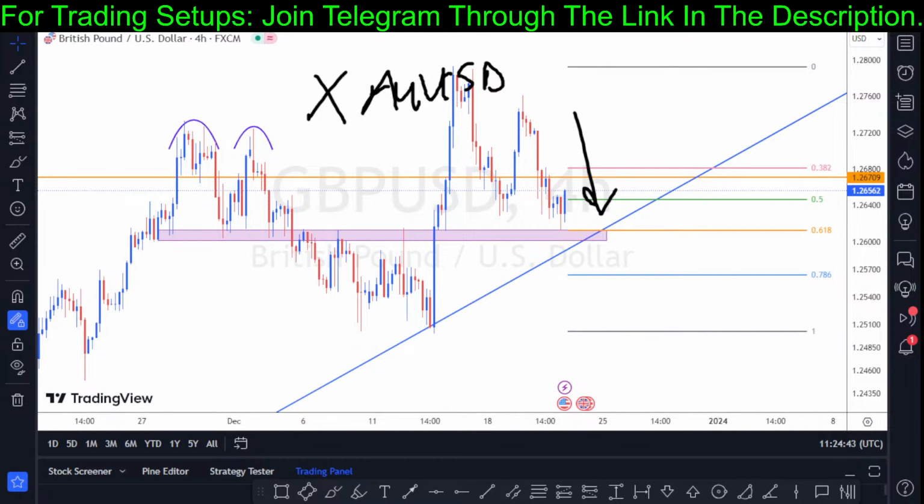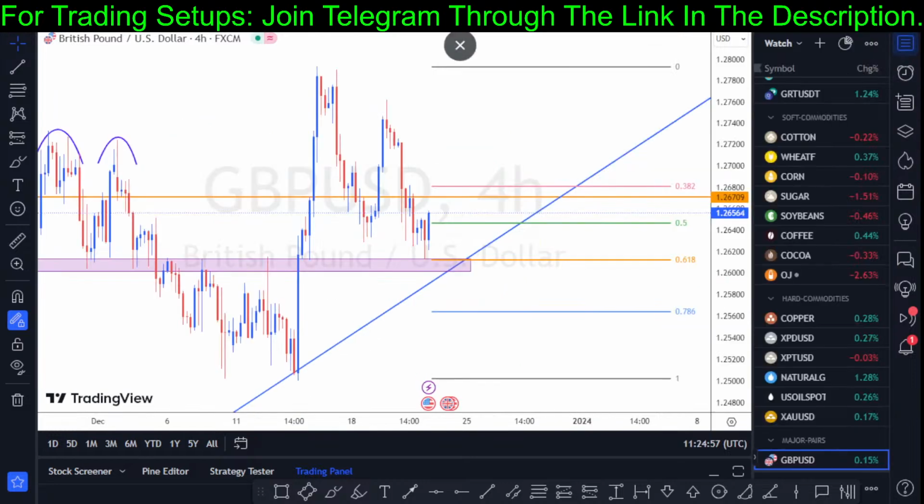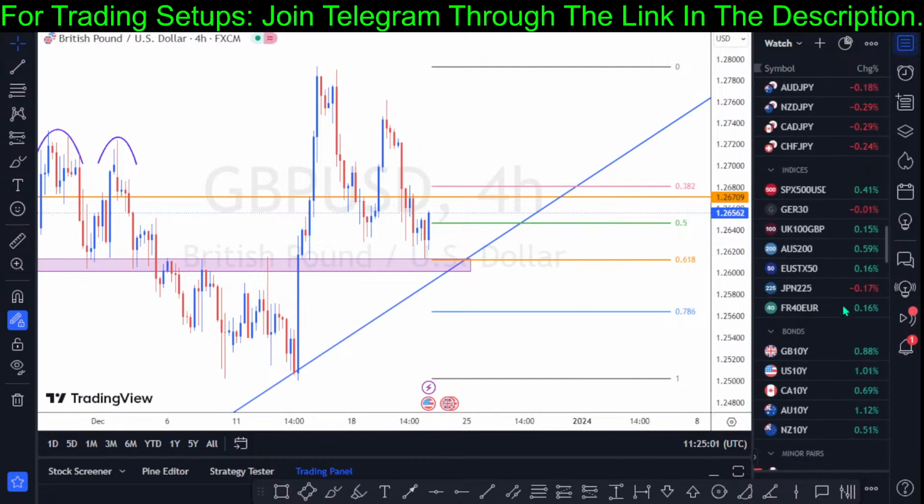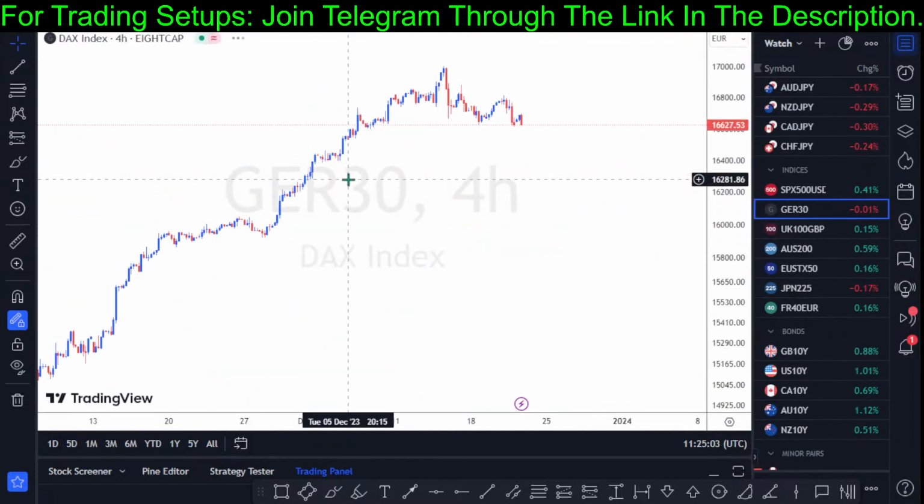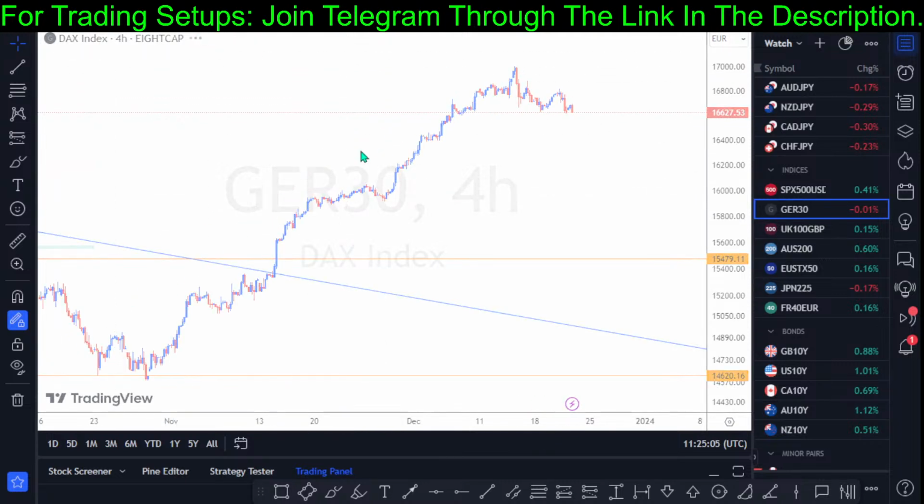Based on what I can see in the market right now, I can't see any strong technical action, but I can see a nice setup on US oil. Another asset I have on my list is the German 30. So let's check what we have on German 30. This is what I have on German 30 as well.